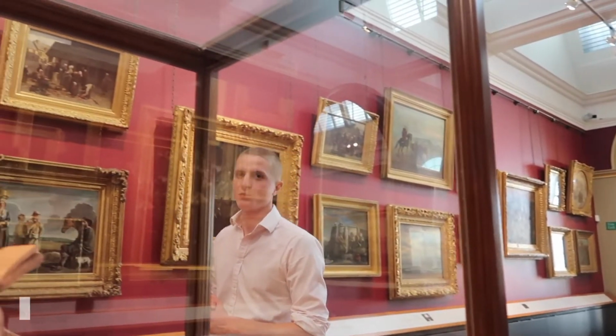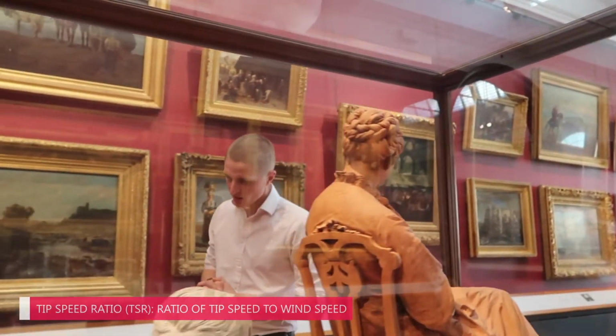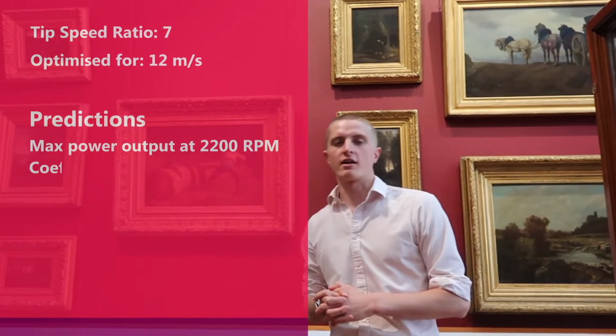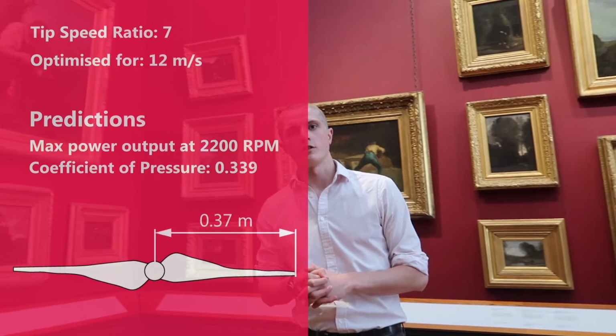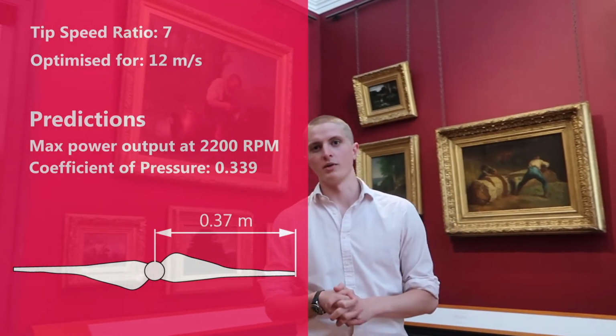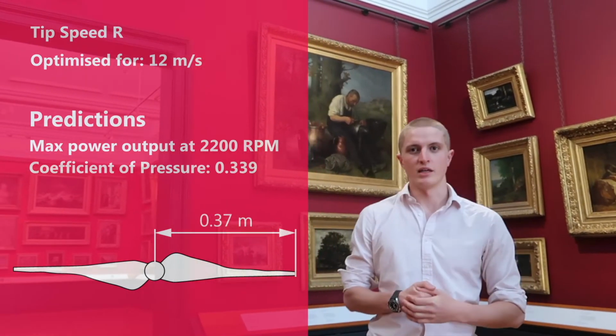We optimised the wind turbine for an airspeed of 12 metres per second. We chose a tip speed ratio of 7, and then therefore with a radius of 0.37 metres, slightly larger than most groups. To optimise efficiency, we calculated our operating rotational velocity at 2,200 RPM. That produced a CP of 0.339.